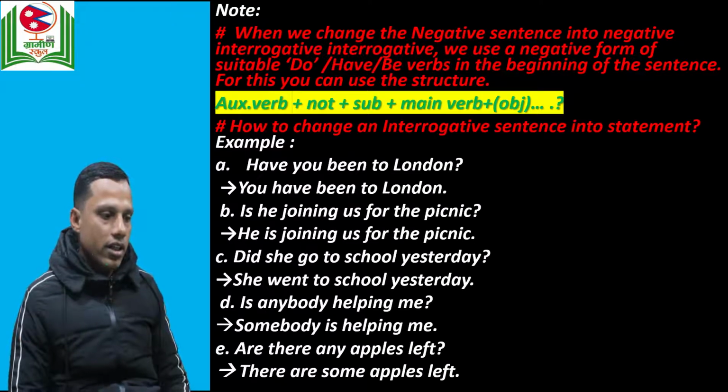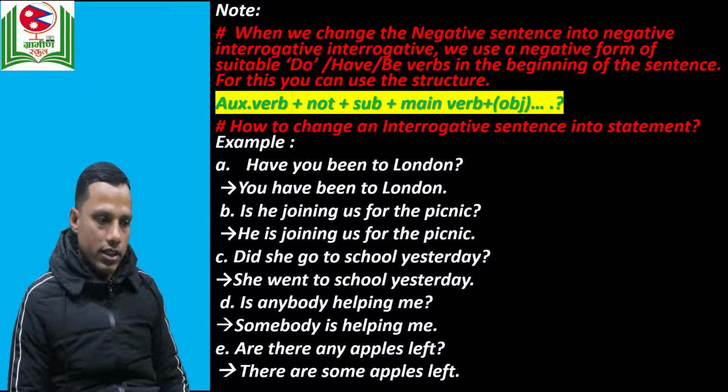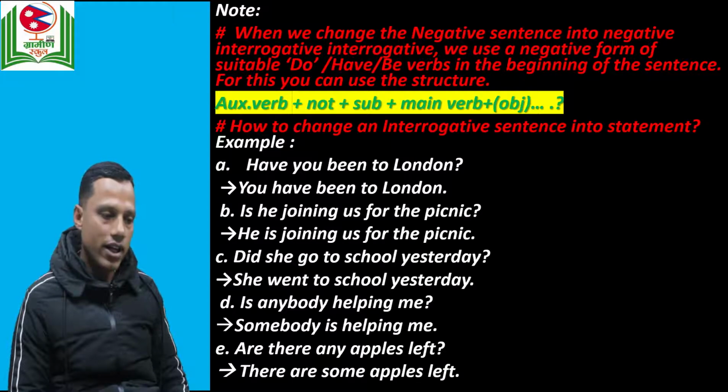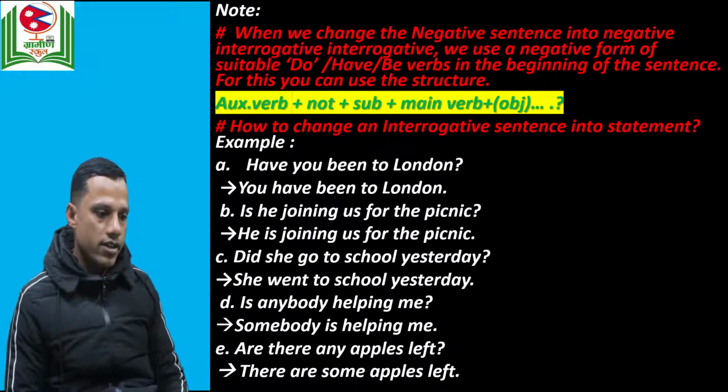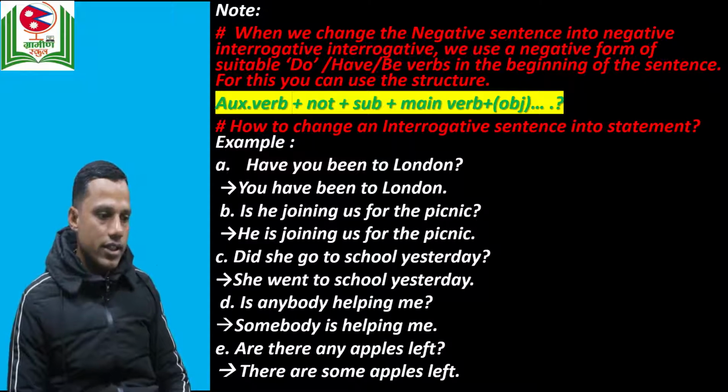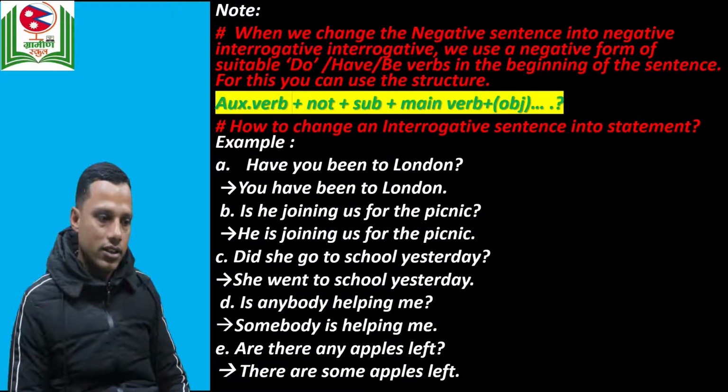Number B, is he joining us for the picnic? Let me repeat this once again. Is he joining us for the picnic? This is in question form. Now we can change this into a statement as, he is joining us for the picnic. Similarly, let's see number C. Did she go to school yesterday? It is in past tense, question form. Now you can change this into a statement as, she went to school yesterday.